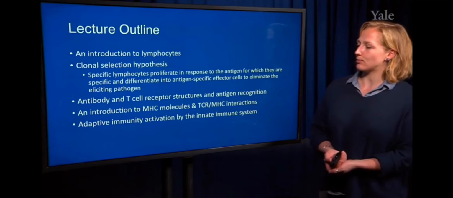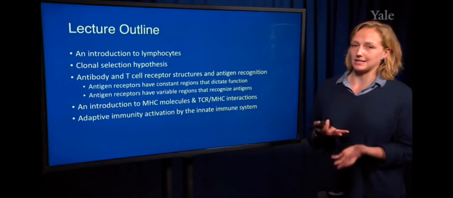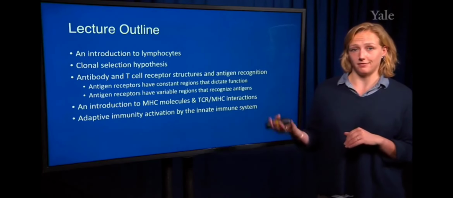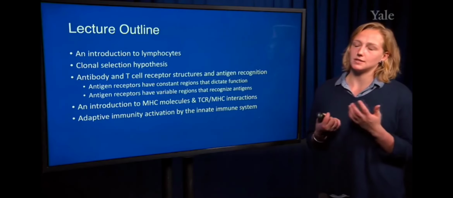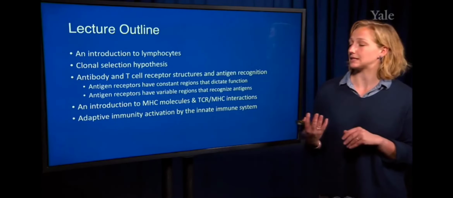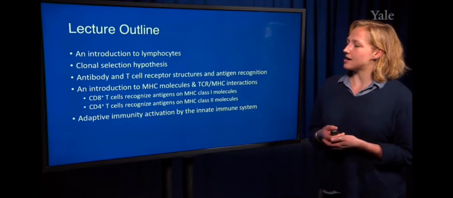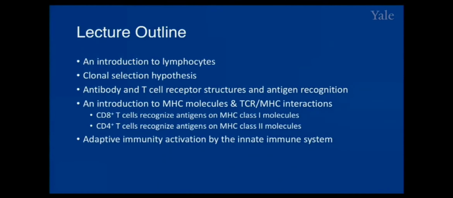We then talked about the different structures of antibodies and T cell receptors, that they both have constant regions and variable regions, where the constant regions dictate their function and their variable regions dictate their specificity. We had a very brief introduction to MHC molecules, and one of the main take-home points is that CD8 positive T cells recognize antigens on MHC class 1 molecules, and these MHC class 1 molecules tend to present antigens that are found within the cytosol of cells, and MHC class 1 molecules are fairly ubiquitously expressed on most nucleated cell types in the body.